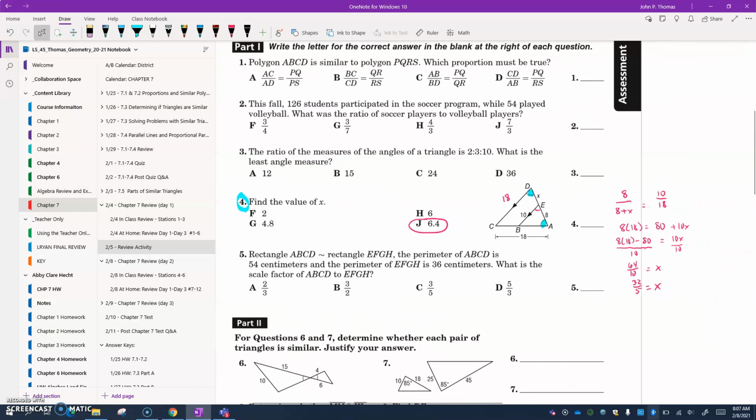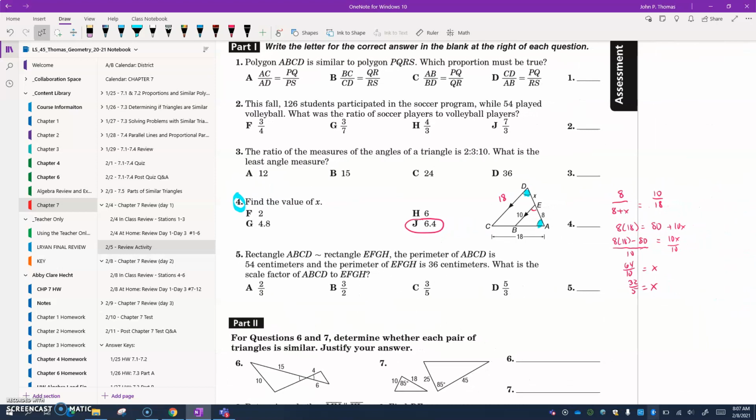Again, the most common mistake I see is people will assume that AB is 8, which we don't necessarily have as a guarantee in this problem. So we're looking at J there. Now, that was number 4, which was the most commonly missed problem that we had.